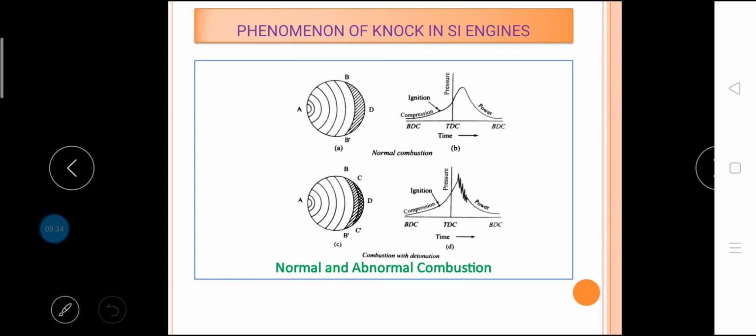Phenomena of knock in spark ignition engines. Let us discuss. In a spark ignition engine, combustion which is initiated between the spark plug electrodes spreads across the combustible mixture. A definite flame front which separates the fresh mixture from the products of combustion travels from the spark plug to the other end of the combustion chamber.